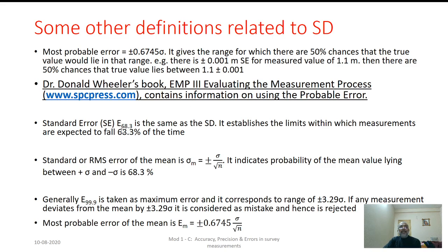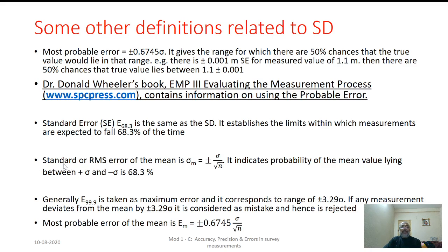Standard error is expressed as E68.3. It is nothing but the standard deviation. It establishes the limit within which the measurements are expected to fall 68.3% of the time, the way I have shown on the previous slide.